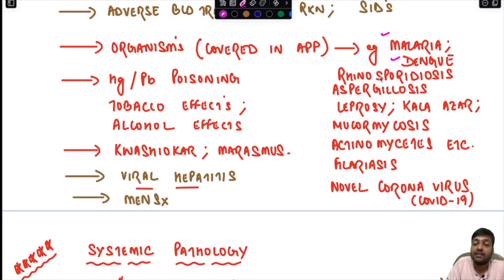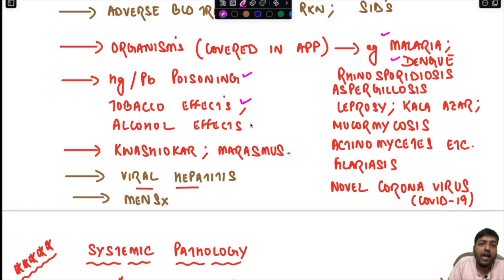actinomycosis, filariasis, novel coronavirus, COVID-19. All these have been covered in detail in your application. So you just have to watch the lectures and read the notes. Watch the lecture once, clear your concept, then revise from the notes only. Now, apart from that, mercury and lead poisoning, you have to read them.